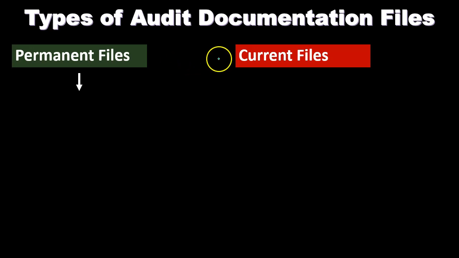What type of files do I want to put in the current file? These are files that possibly, if I do a yearly audit, are going to change each year. These are the things that are going to change each year. And so that's a typical type of grouping.